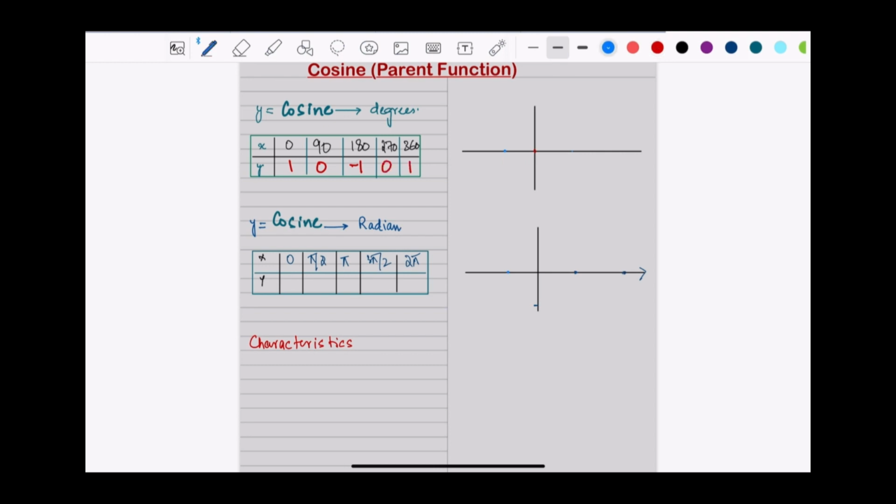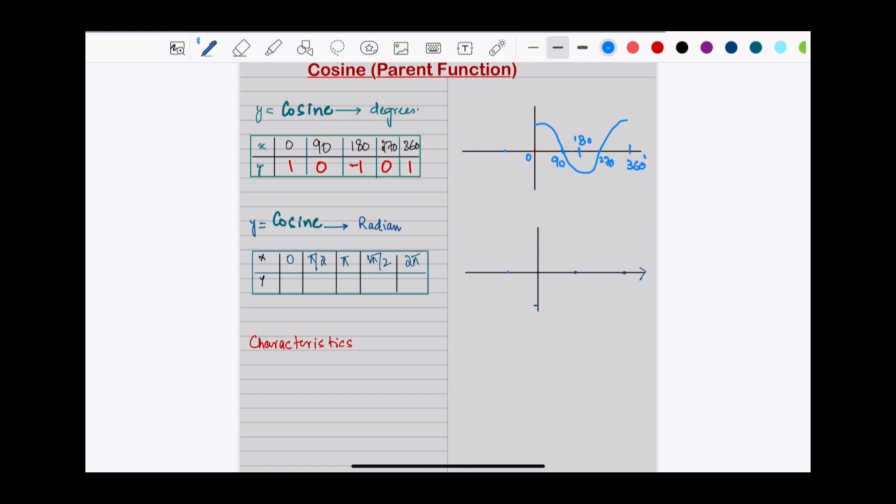So if you draw the basic parent function of cosine, it's going to look like this, where 0, this point here is 90 degrees, this point here is 180, this is 270, and this is going to be 360 degrees. This is cos x.